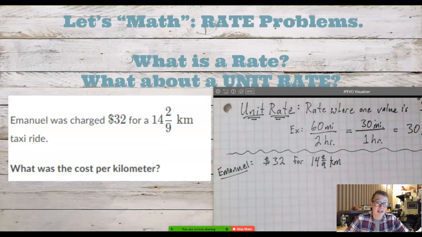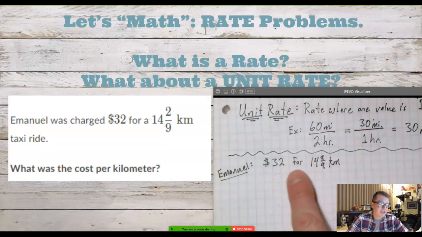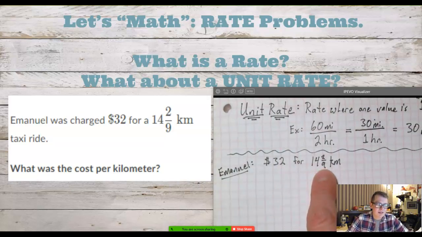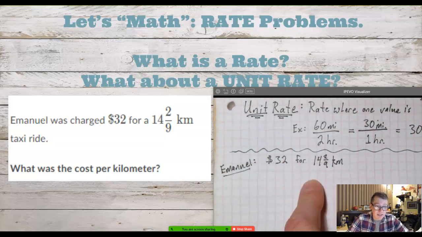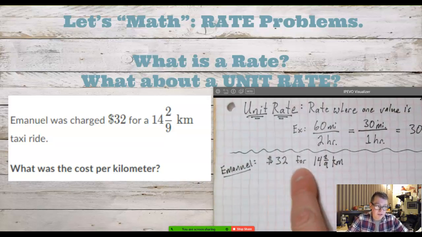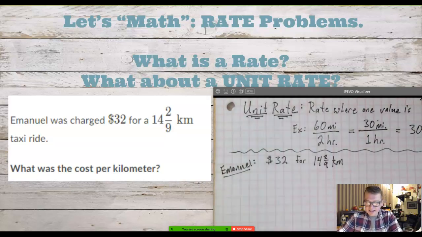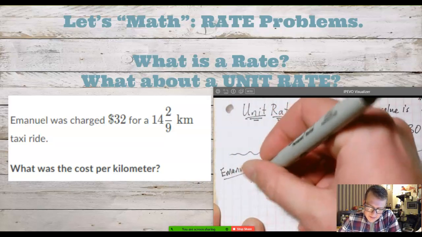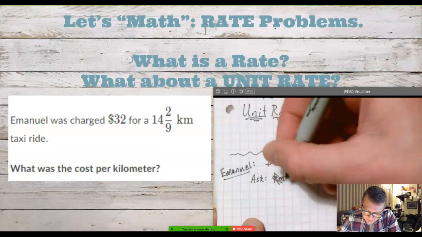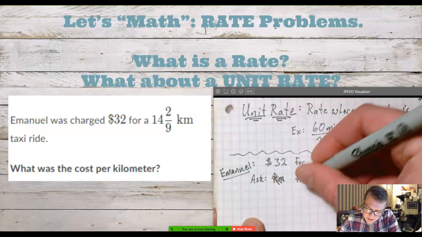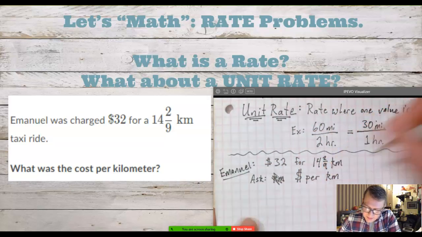So real quick, because I gotta get you guys out of here soon. Emmanuel was charged $32 for a 14 2/9 kilometer taxi ride. This is a rate. What they gave you is a rate. $32 compared to 14 2/9 is a rate. But guys, when they ask us, so what do they ask? They ask for kilometers. No, they don't. They ask for dollars per kilometer.